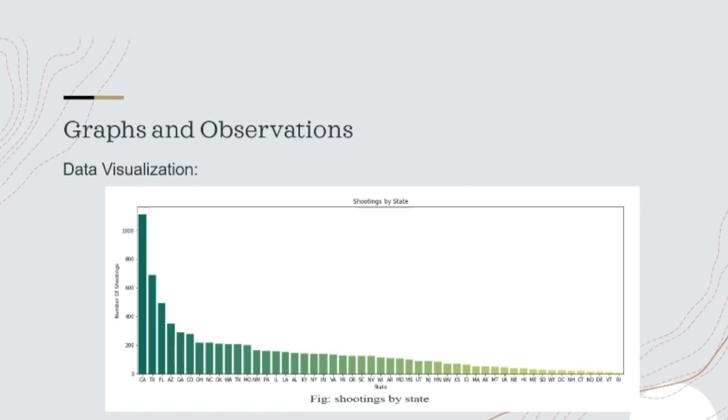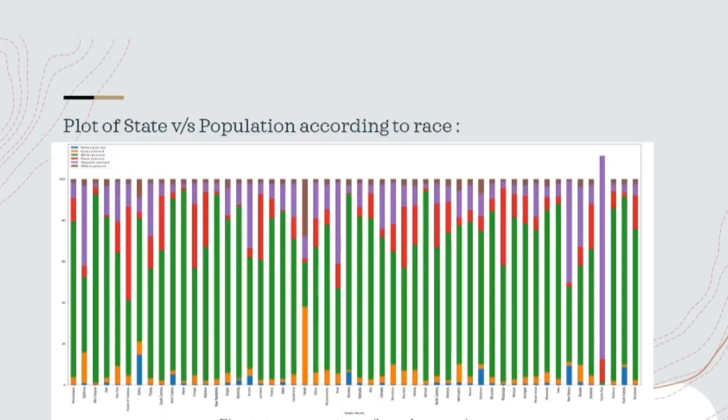Let us take a look at some more visualization graphs. The first one is shooting versus state. We can see that California has the highest number of shooting incidents compared to all other US states. Next one, the total population of the states distributed according to the race factor. Here, using different numbers, I have displayed the percentage of each race, for example, white, Asian, native, Hispanic, and others.